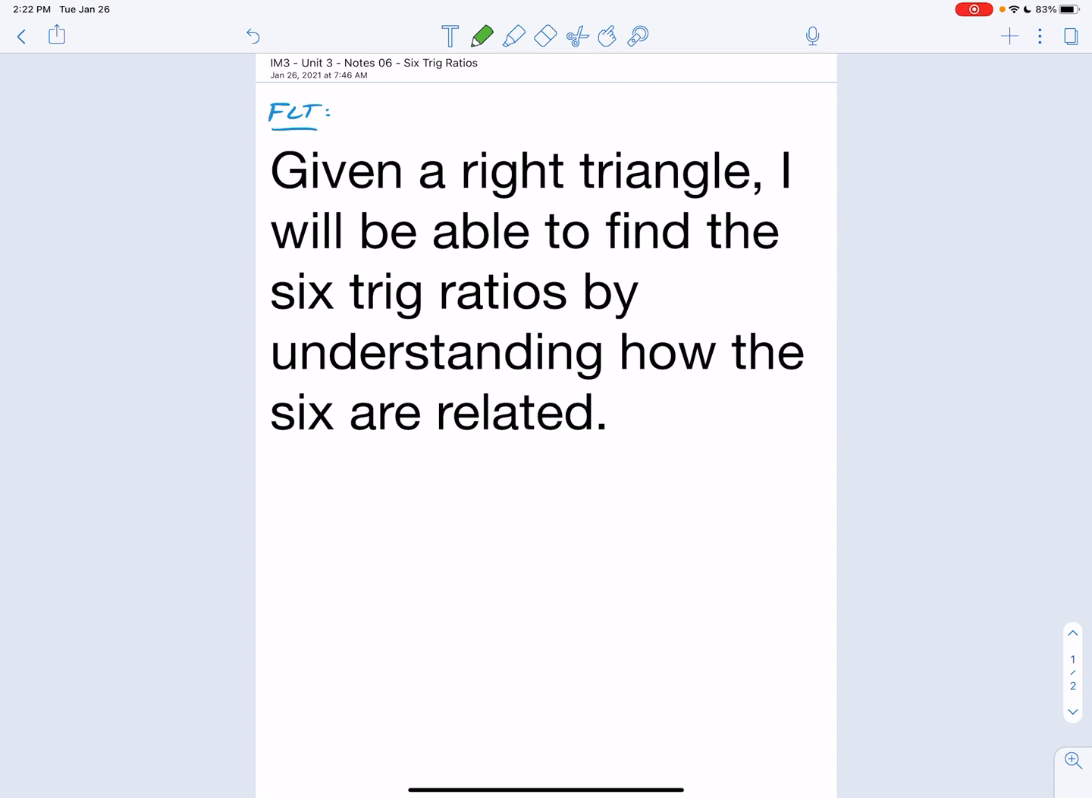So here it says, given a right triangle, you'll be able to find the 6 trig ratios by understanding how the 6 are related. So 6 is where it's a little bit newer than what you guys are used to. What we've covered previously, either with me or with a previous teacher, we've only covered 3 trig ratios.